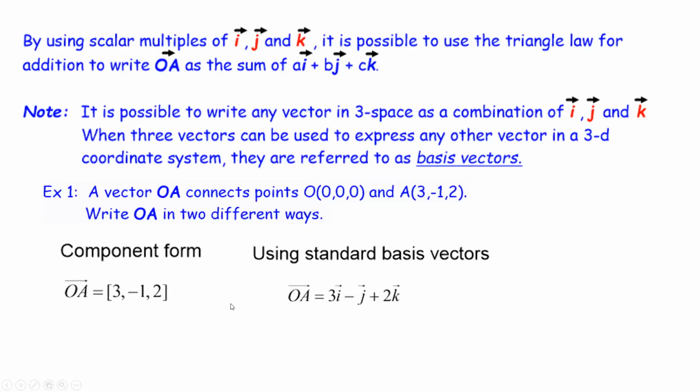Well, I could also write it using the standard basis vectors, meaning what we did on Friday. So it's 3 times i, right? Minus 1 times j, or just simply minus j, and 2 times k. So that is the standard basis format. So there are 2 ways of representing the same thing, the vector OA just being represented in 2 different ways. And that's all that is, okay?